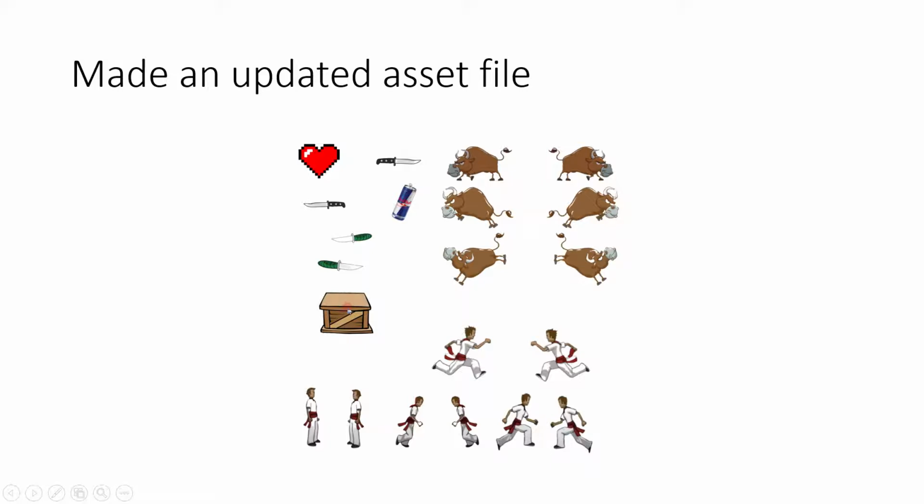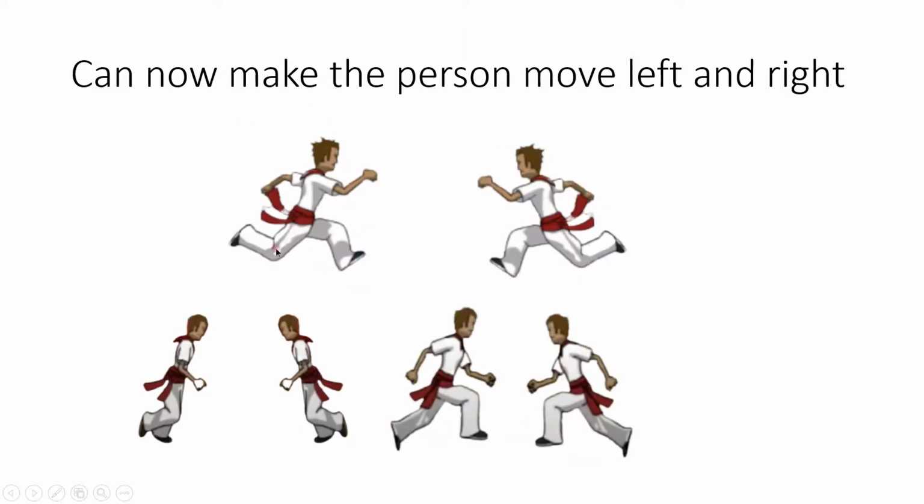We also mentioned something about adding a crate to the bottom of the screen that we will show you shortly towards the end of the video. And we have some knives and Red Bull that will be used later on, and lives to represent the number of lives remaining for the bull and for the person.